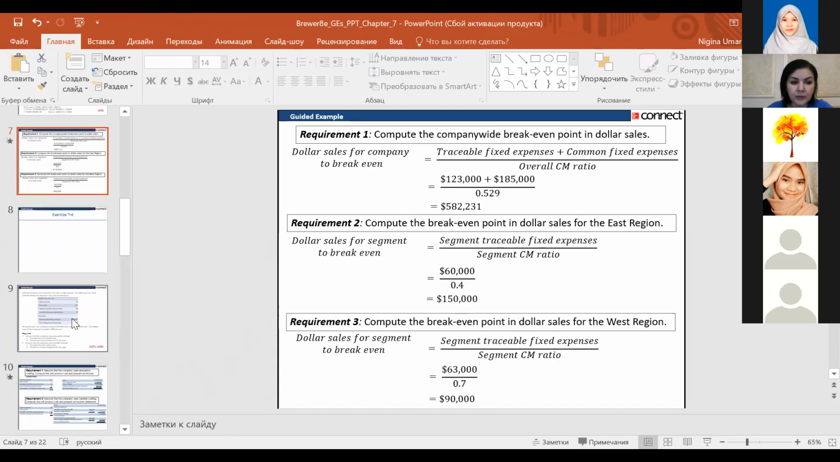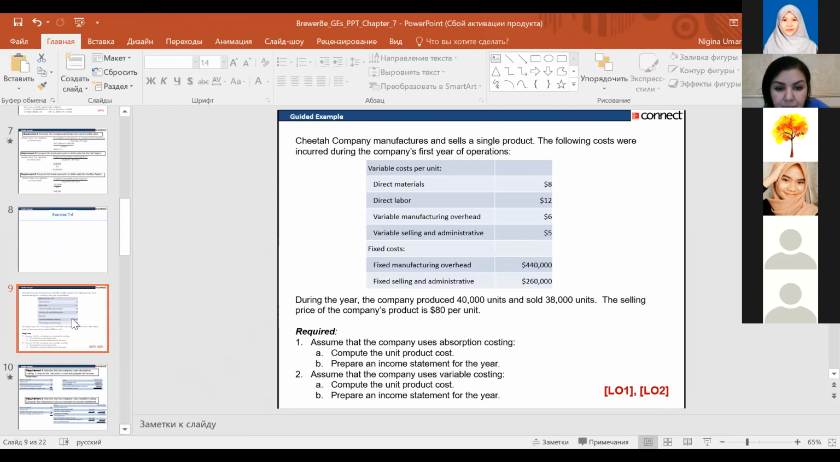And what we have here, next exercise. Let's try to do this. Cheetah Company manufactures and sells a single product. The following costs were incurred during the company's first year of operations. Variable cost per unit: direct material, direct labor, variable manufacturing overhead, variable selling and administrative. Fixed cost: we are given fixed manufacturing, fixed selling and administrative. Now, during the year, the company produced 40,000 units and sold 38,000.